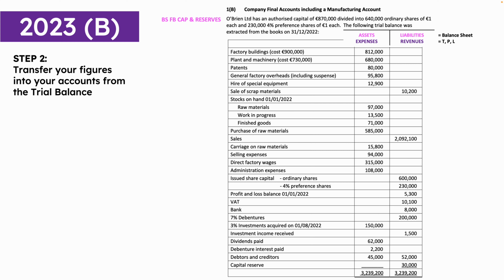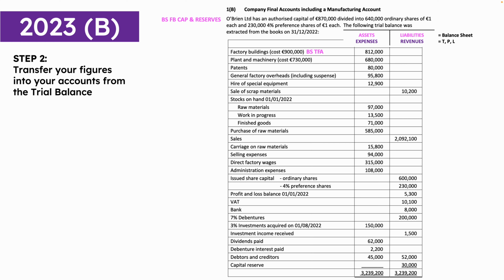Then we'll know from our ALERT diagram that we always talk about, the A, L, E, R, and then the T is the T account. So you can see there, assets and expenses are on the left-hand side, the debit side, and liabilities and revenues are on the credit side, the right-hand side. First, we have factory buildings.